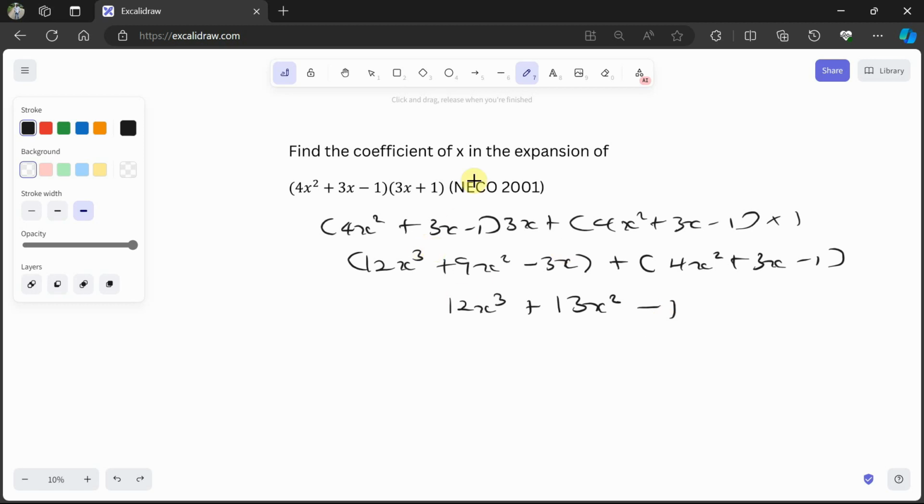So it says, what is the coefficient of x in the expansion? Is there any x here? No. So that means the coefficient is 0. Therefore, the coefficient of x is 0. Let's see if the answer is correct.